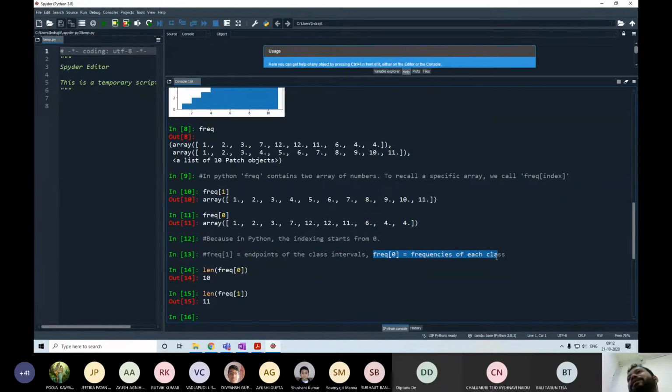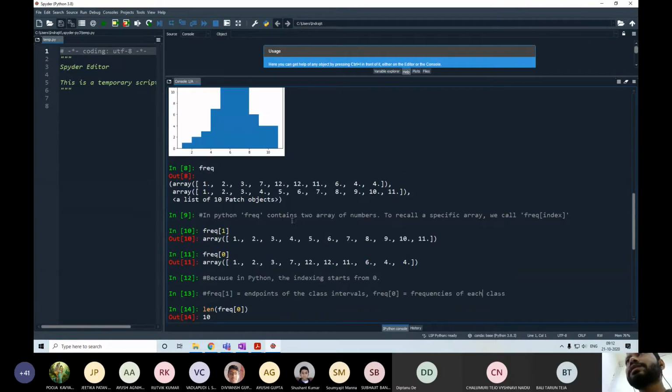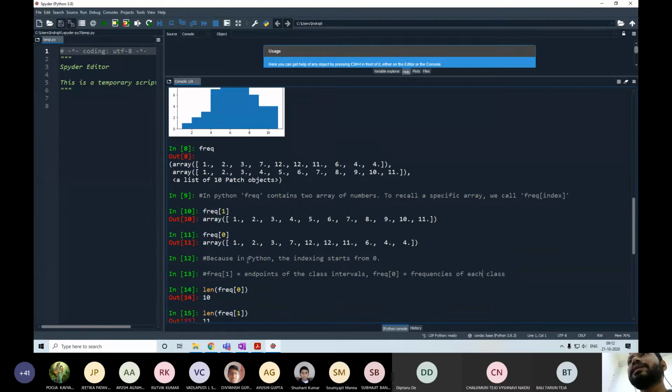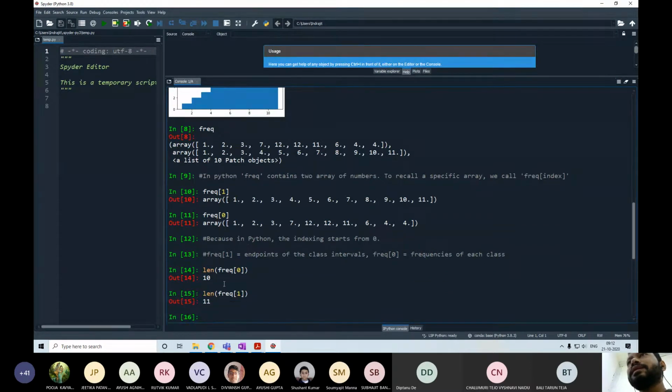So I have 10 classes, or 10 bins of this histogram. This histogram is divided into 10 vertical lines. So frequency 0, which is the frequencies, gives me 10 frequencies. But for the other one, why am I getting 11 data points? Are you following me?